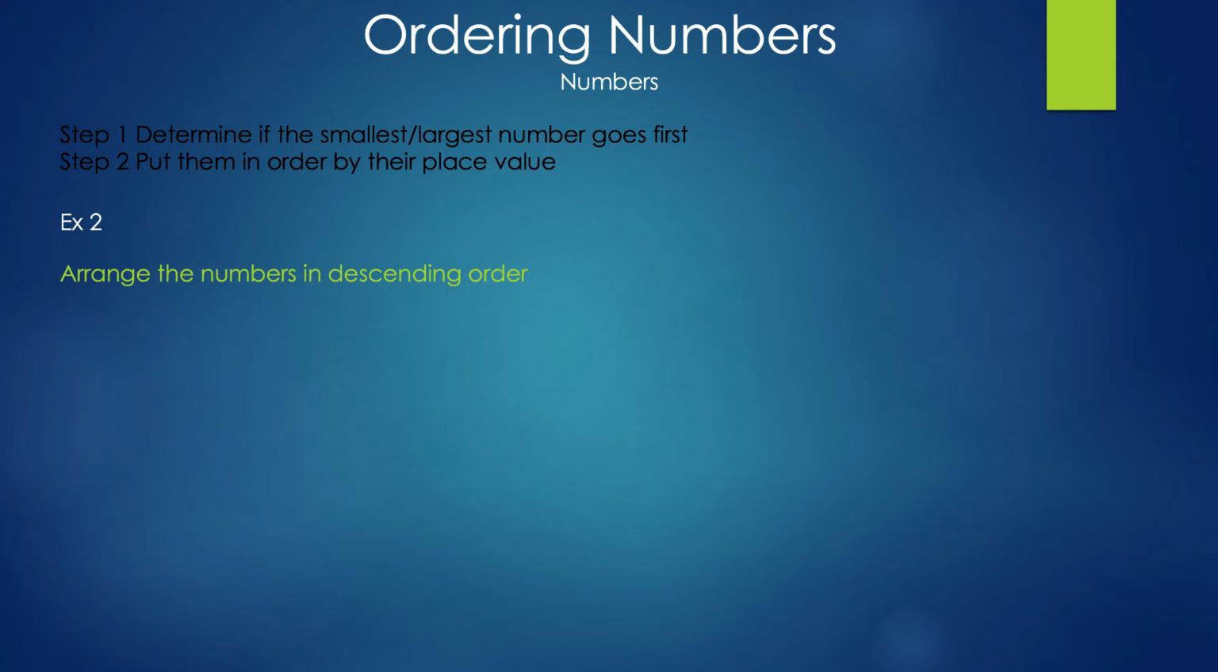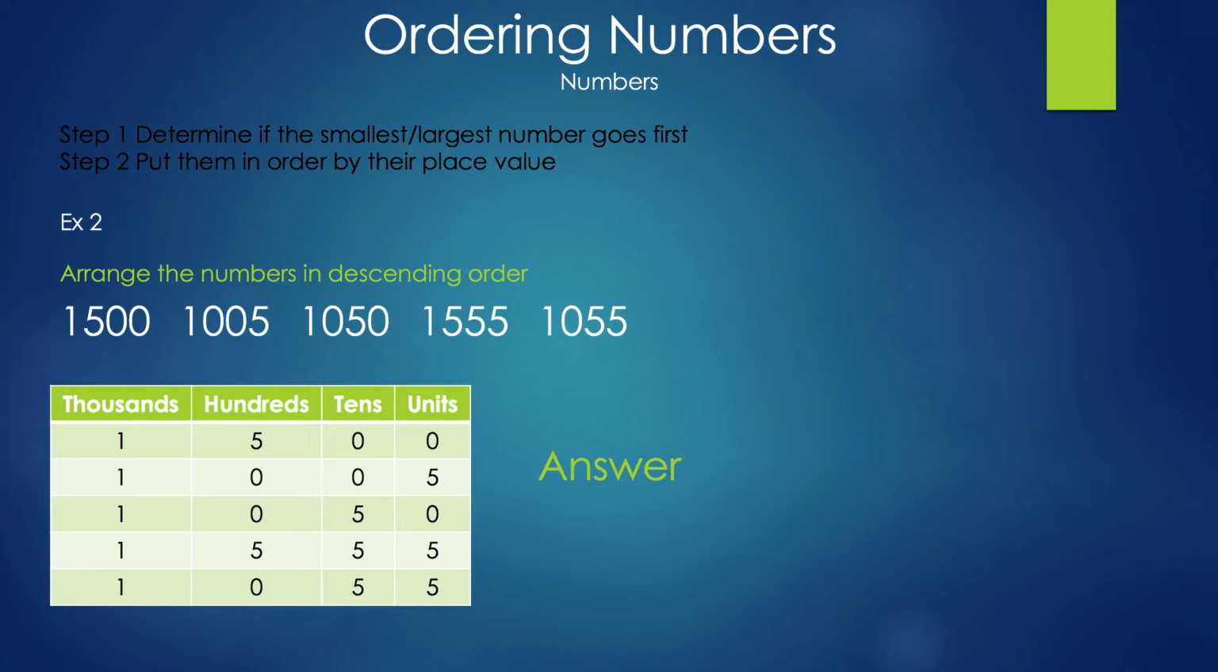Now let's take a look at example 2, and this time we're going to arrange the numbers in descending order. So remember, D for down. So therefore, we have my examples, my 5 numbers. So we already know that we need to find the biggest number. Let's go ahead and make a table with the place values. So unfortunately, they're all 1, so we need to find the biggest one in the hundreds, and we have 2 5s.